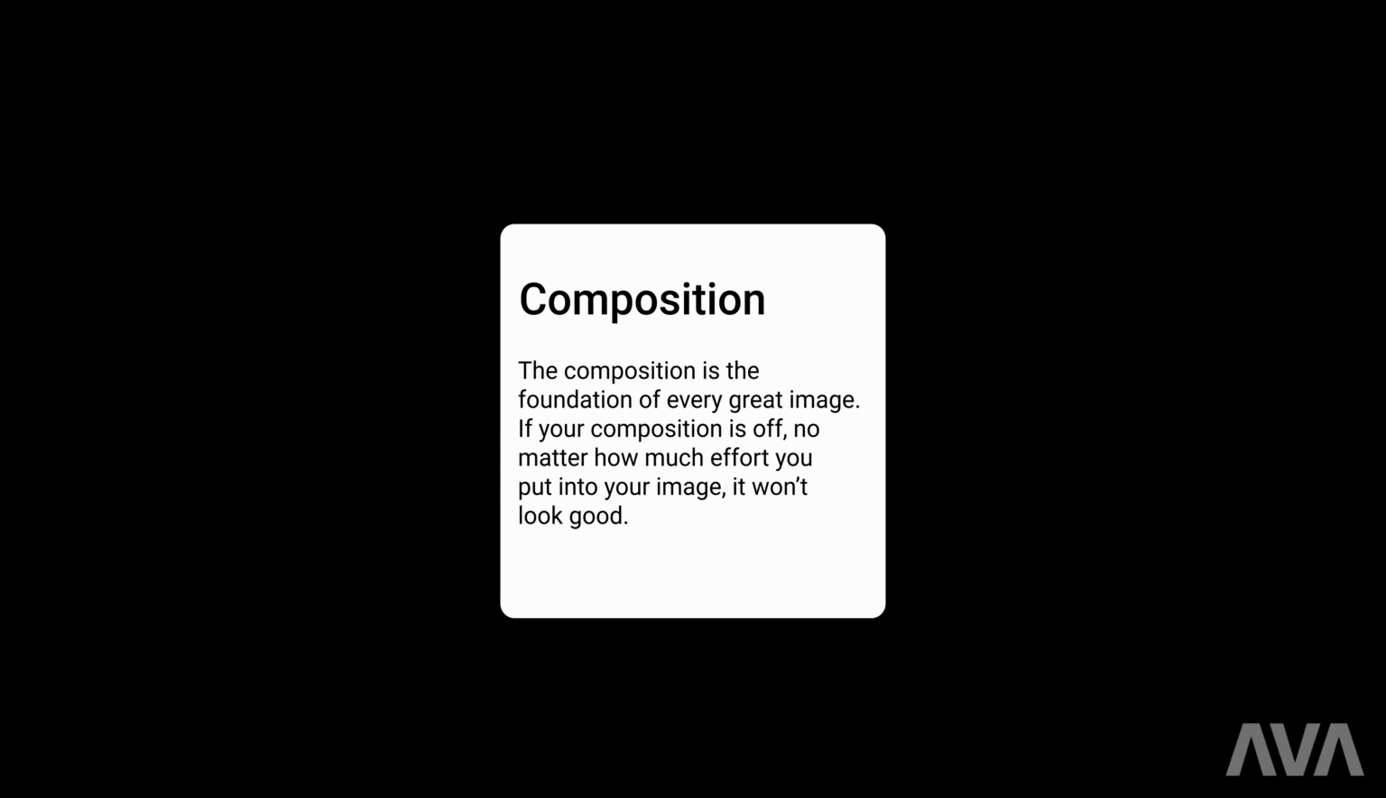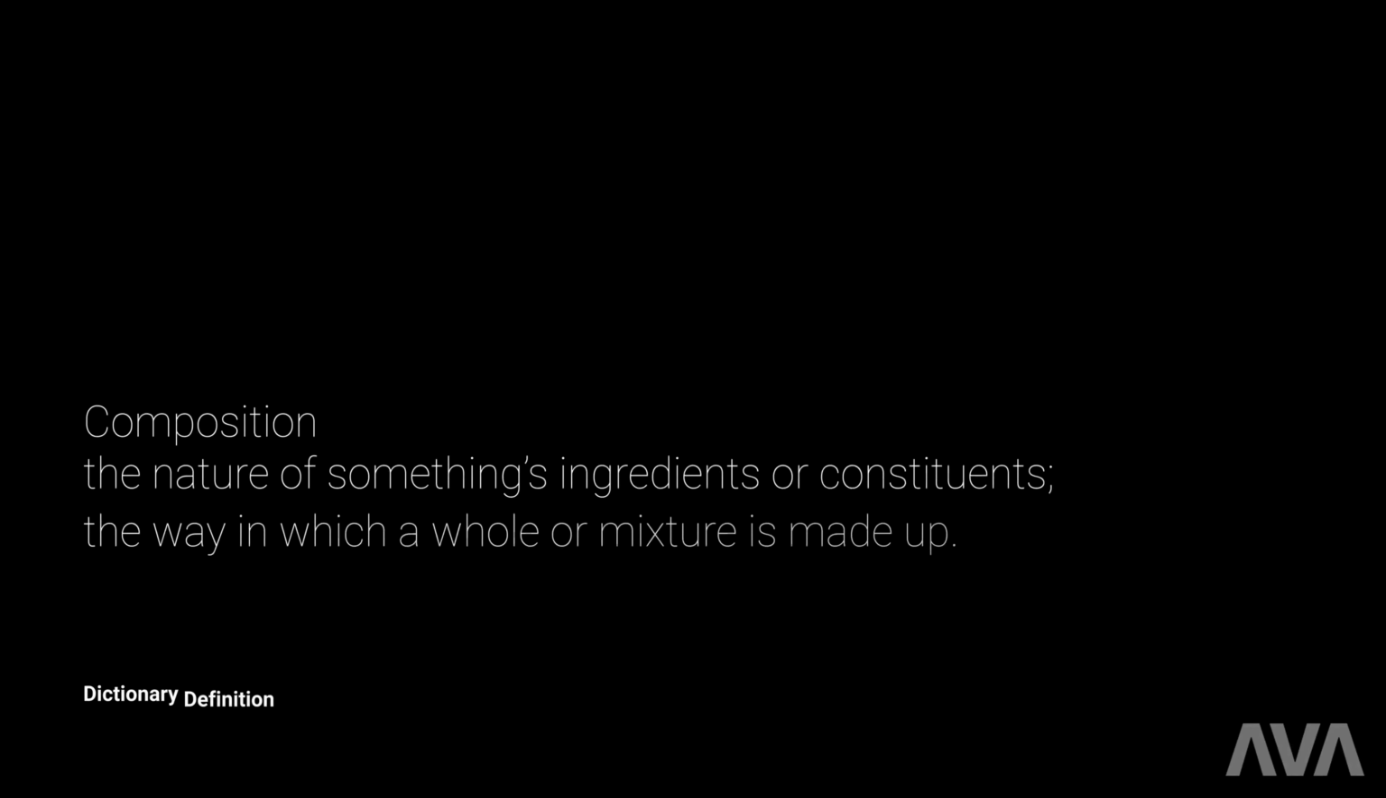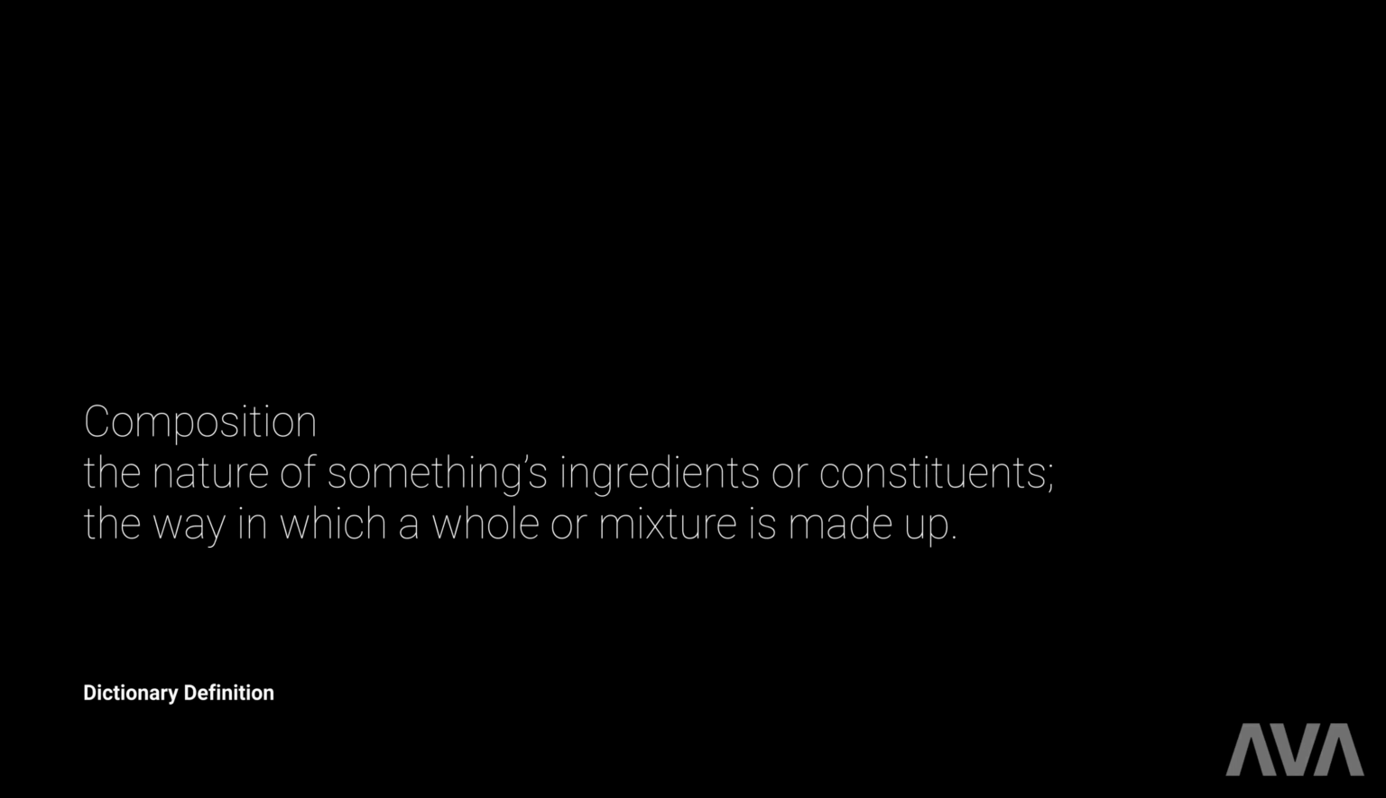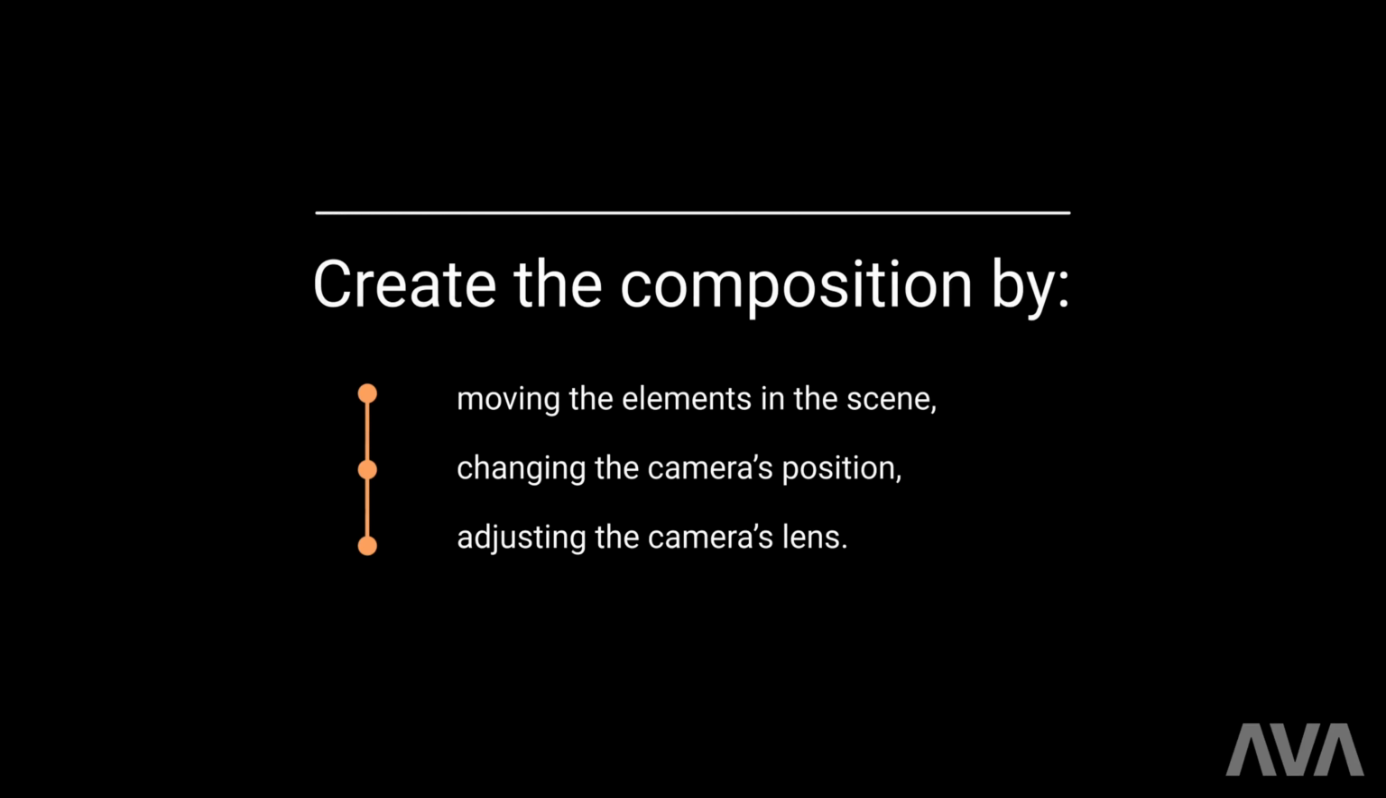Let's start by explaining what composition really is. Looking at the definition, the composition is simply an arrangement of all the individual elements within our frame to form the final image. We can create the composition in multiple ways, by moving the elements in the scene, changing the camera's position, or adjusting the camera's lens. But also, we can influence the composition by, for example, setting up the lighting, so creating areas of light and shadows, using large surfaces in the shot that have reflective materials or lots of details.